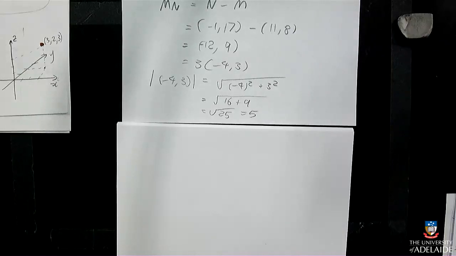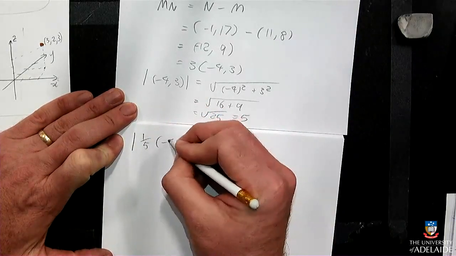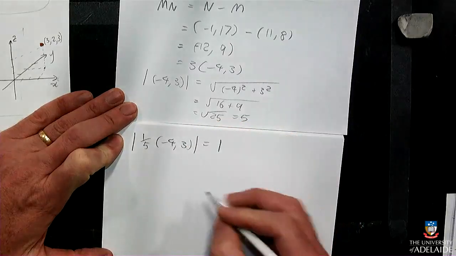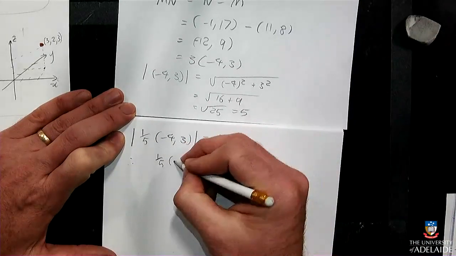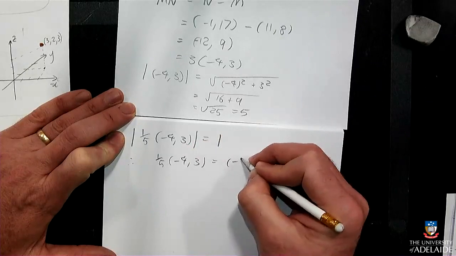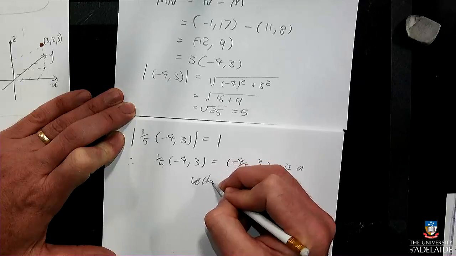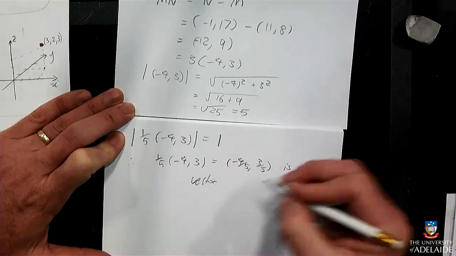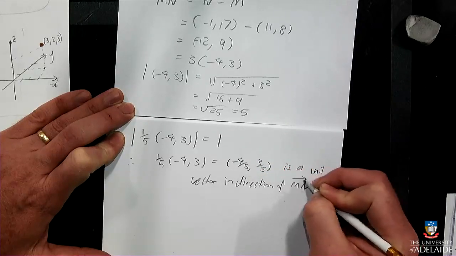So I want a vector whose length is 1. So if I multiply this vector by a fifth, the length should multiply by a fifth, and so the length should be 1. So let's see, the length of 1/5 of -4, 3 should be 1. So therefore, 1/5 of -4, 3, which is -4/5, 3/5, is a unit vector in the direction of MN. Okay.